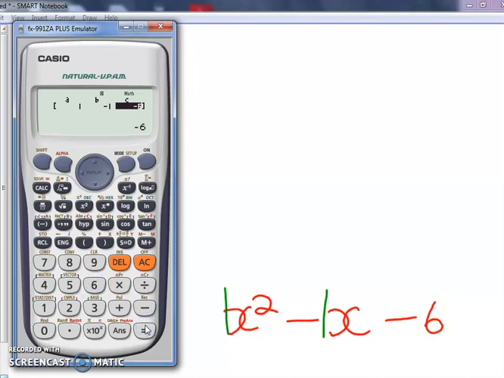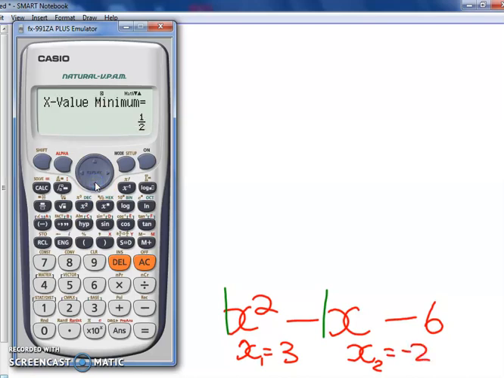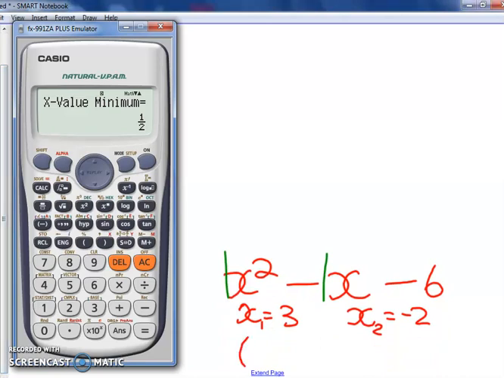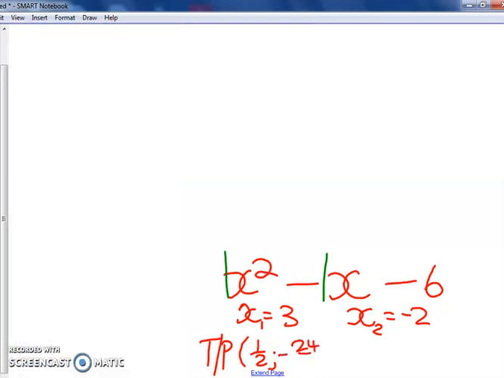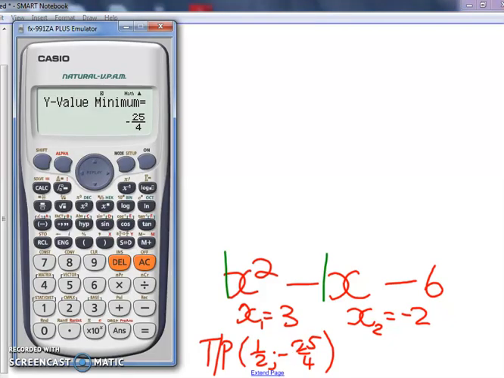Now the calculator will display values for me. It will say my x value, x1 is 3, and my x2 is equal to minus 2. I go further, and the calculator will even display to me my turning point, my minimum value, the x value for my minimum value, and it will display my corresponding y value. So my turning point will also be displayed on this particular calculator as a half and negative 25 over 4, which is negative 6¼. That will also be displayed by the calculator for me, that I do not have to calculate.